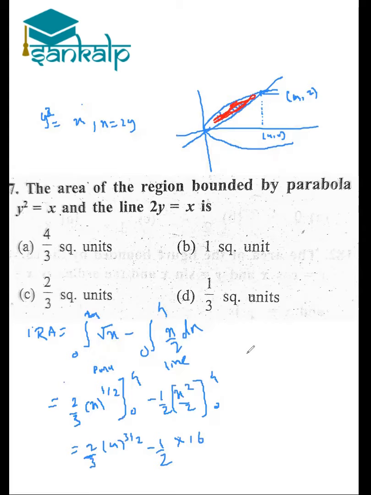So on simplifying it further, we get 16 by 3 minus 4. So it will be equal to 4 by 3 square units. So the option A is the right option, 4 by 3 square units. So here we have used the area between the two curves, that is area between the parabola and the line.